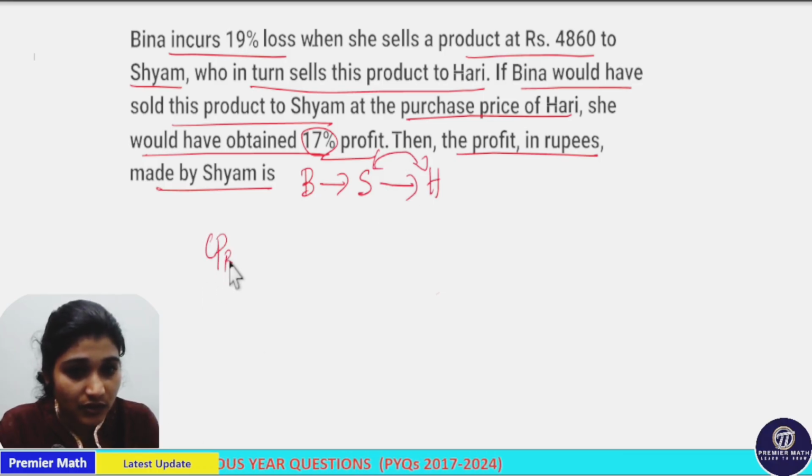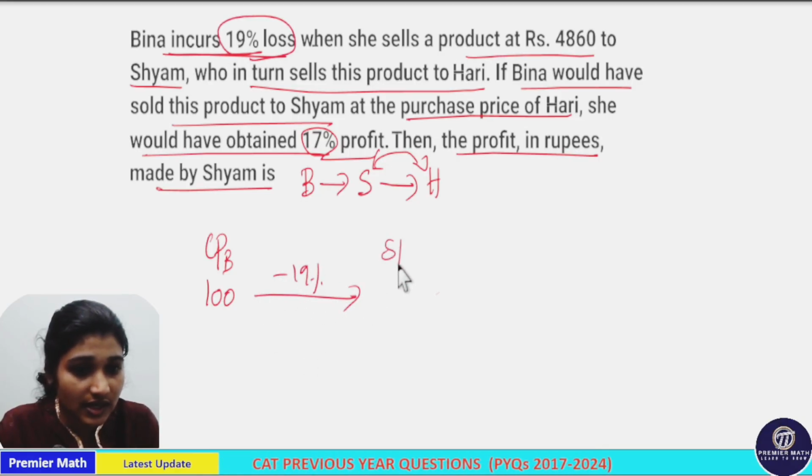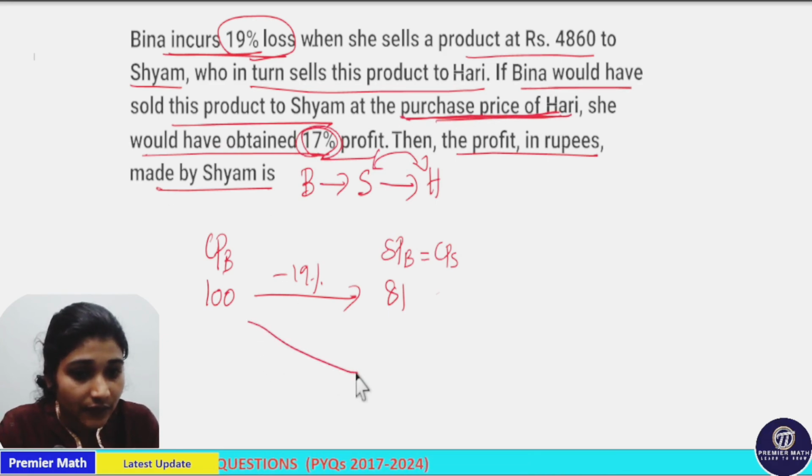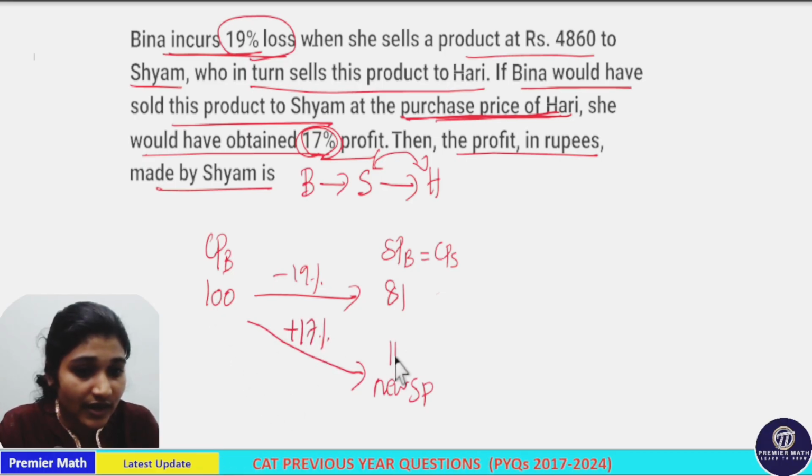So consider the cost price of Bina as 100 rupees or 100 part. Now she sold it at a 19% loss. So a 19% loss means here the selling price of Bina is equal to 100 minus 19, 81 rupees or 81 part. Now the selling price of Bina is the same as the cost price of Shyam. If she sold this product to Shyam at the purchase price of Hari, she would have obtained a 17% profit. Means if she sold it at a new selling price, she would have obtained a 17% profit. Means 100 plus 17, 117 rupees or 117 part is the new selling price. This new selling price is the same as the cost price of Hari.